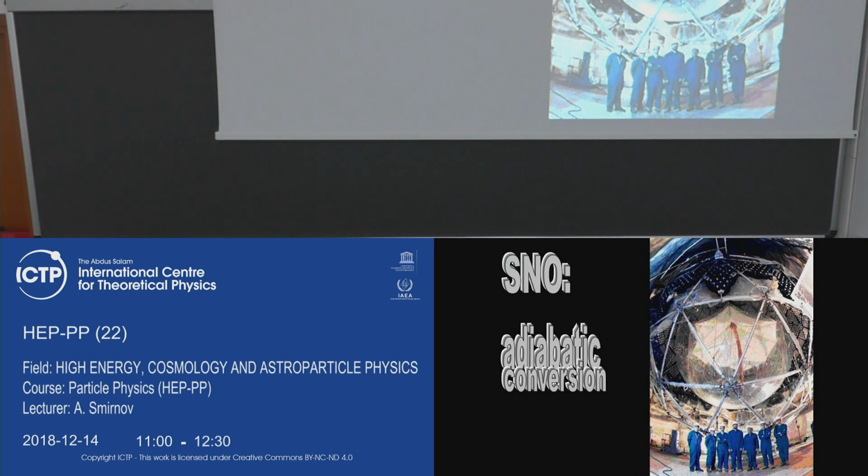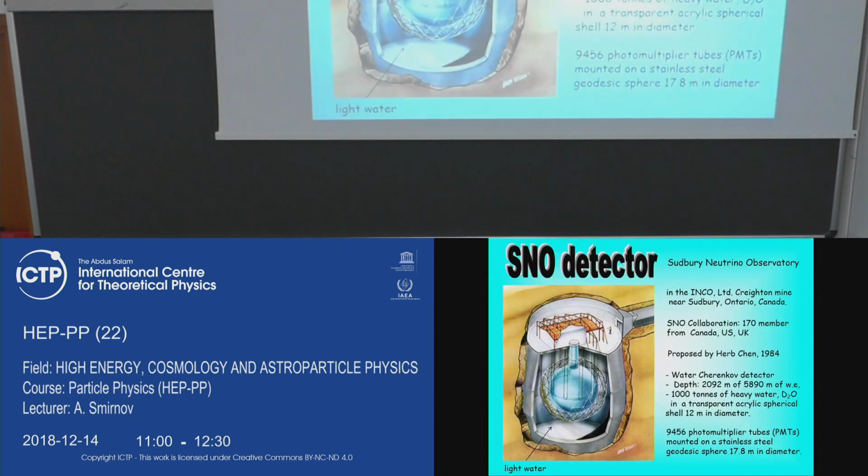Now, this is another detector, which I will talk about today. This is the Sudbury Neutrino Observatory, the SNO detector. You see here, it is filled with heavy water, so this is the working detector, and it's surrounded by another sphere with photomultipliers again attached. And everything is in a light water volume, and everything is deep underground.